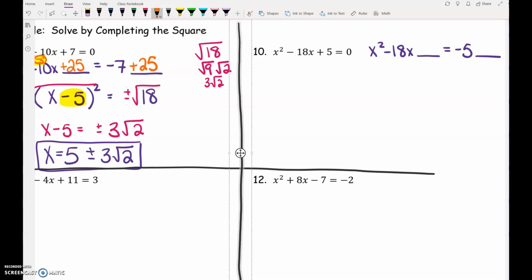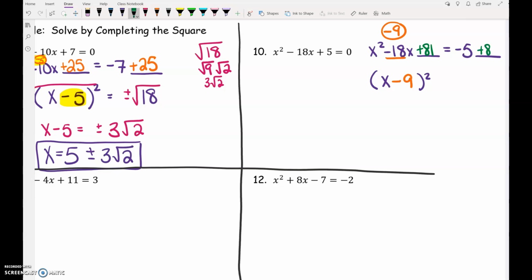When you are completing the square, you want to focus on the middle number, negative 18. What number times 2 is negative 18? Negative 9. So right now, you could write down x minus 9 squared directly underneath that. Whatever number you figure out is half of that middle number, that's what's going to go into your binomial squared. Square that number. Negative 9 times negative 9 is positive 81. That is what you add to both sides.